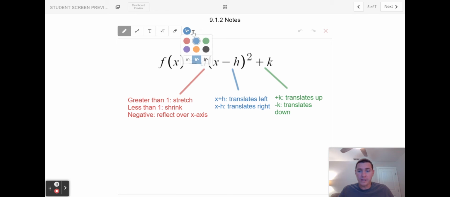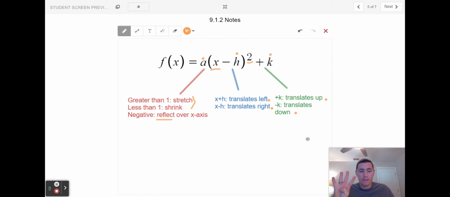So notice we still have the original right here. We still have the x and the squared. That part did not change, but now there are three things, a, h, and k, that will manipulate this. And actually, like I said, there's four manipulations. There's a stretch or shrink from the a value. There's also a reflection. Okay, then we can either translate left or right, or we can translate up or down.